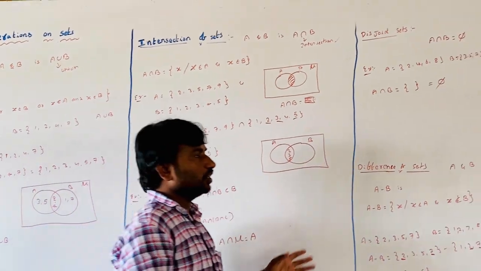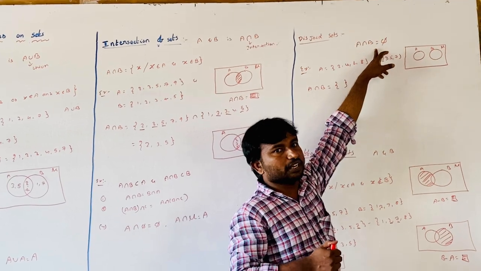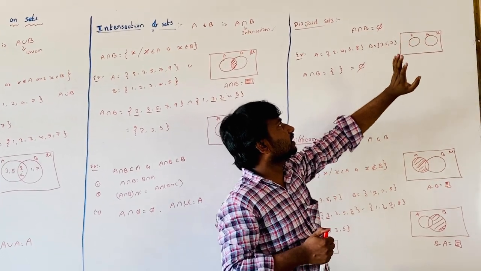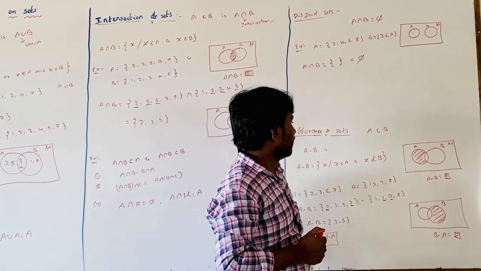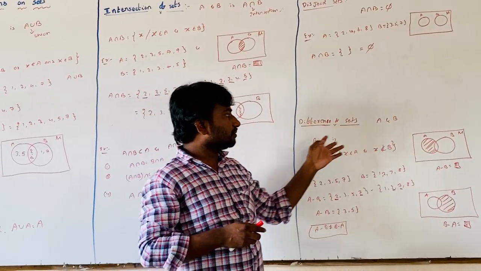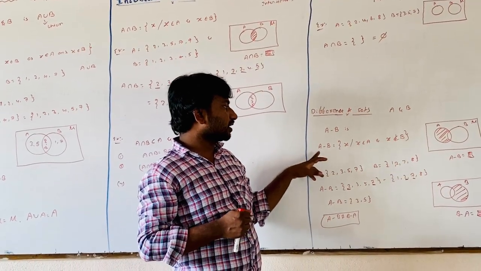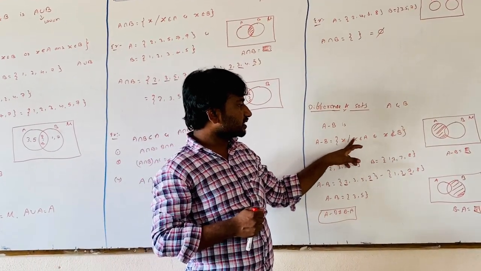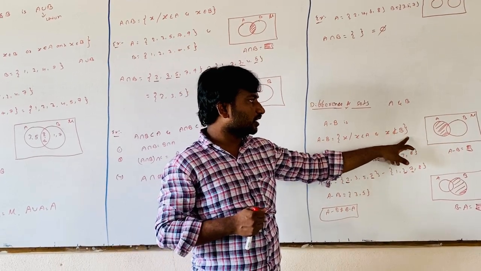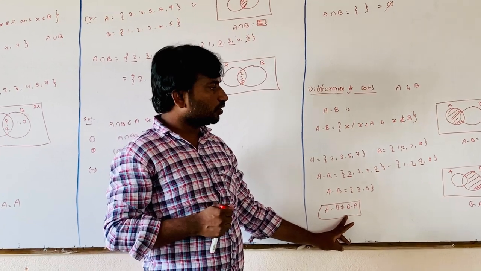Now, disjoint sets. Two sets A and B are disjoint sets if A intersection B is equal to phi. That is a Venn diagram, this is a disjoint set example. Now, difference of the sets. The difference of A and B is denoted by A minus B. Generally, A minus B is equal to the set of x such that x belongs to A and x does not belong to B. A minus B and B minus A. In general, A minus B is not equal to B minus A.